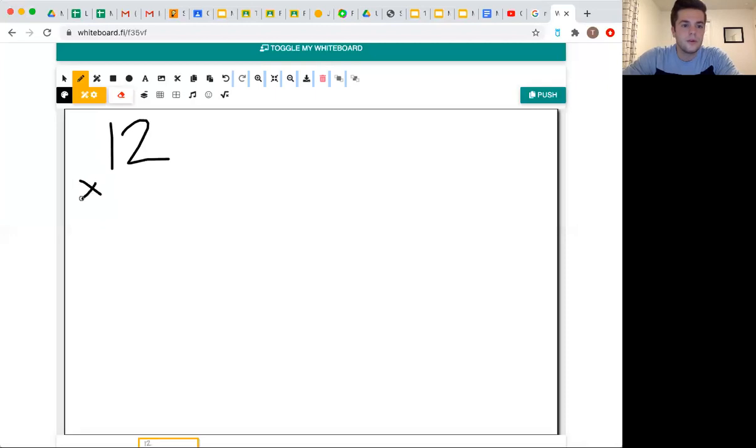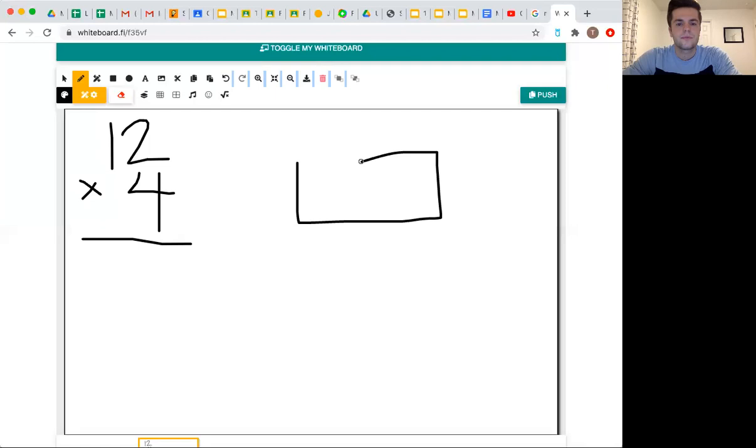12 times 4. So 12 groups of 4. Now, we've got 12 groups of 4. Let's just draw, instead of doing an area model, let's just draw a rectangle, okay? And obviously it's not perfect, but that's okay. And let's go ahead and let's draw the smaller number over here. So 4, and the bigger number up here.